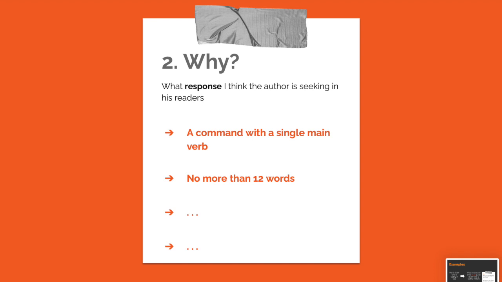Anyway, our purpose statements, we're hoping, are commands with single main verbs. So rather than just saying what things are, like in our what sentences, we're trying to give an action for it, a command. This must be this way, you should do that. And again, I think it shouldn't be more than 12 words long. Let's look at some examples together to help us understand a bit more.